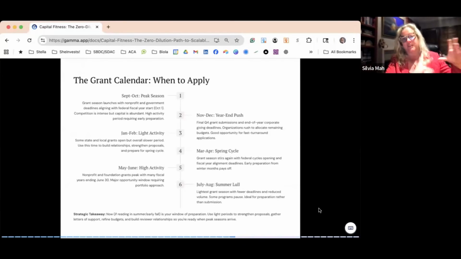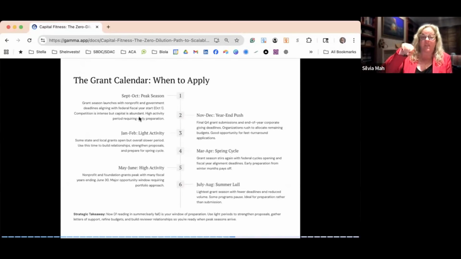September and October is peak season. Grant season launches, and nonprofit and government deadlines align with the federal fiscal year start, October 1st. So we talked about trying to get in early. Even right now, November 4th or 5th, you are at the very beginning of that federal fiscal year. Competition is intense, but capital is abundant. You don't want to get to the end of the year and then they're like, oh, we only have $10,000 more dollars, and they're going to be even more scrutinous on the funding that they give away.